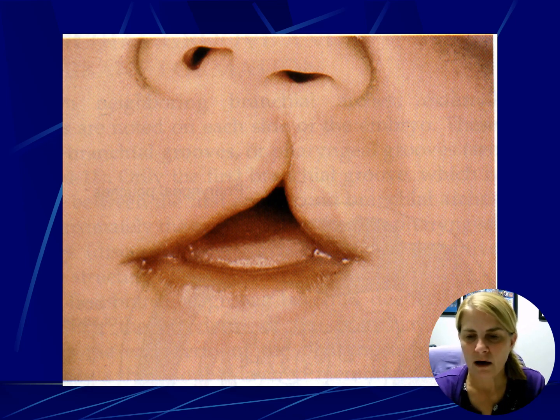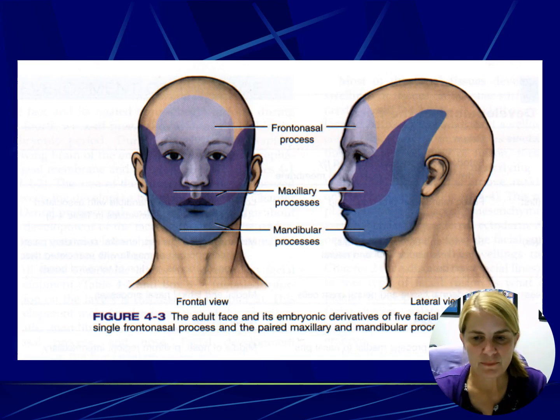Here's an example of a left side unilateral cleft lip where there was failure of fusion of the median nasal process and the maxillary process to fuse together properly. Again, keep this picture in mind because that blue shows our mandibular process area. Our purple shows the maxillary process coming and meeting with the frontal nasal process that forms our mid-face. It shows you what areas are formed from those different colored areas.